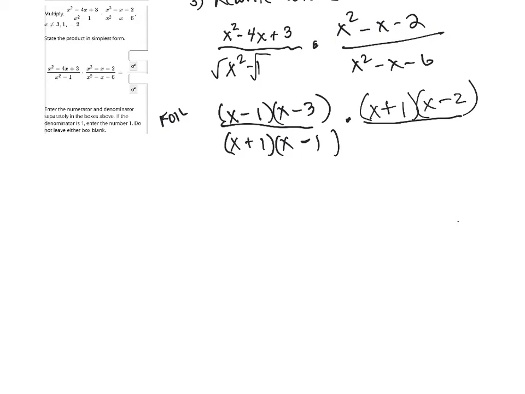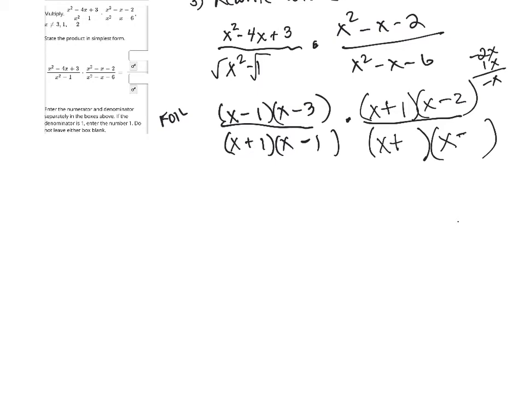x times x is x squared. First term checks. x times negative 2 is a negative 2x. And then 1 times x. So negative 2x and 1x gives us a negative x. So that checks. And then 1 times negative 2 is negative 2. So the last term checks. Second fraction. Denominator in the second fraction. Nothing common. It's in order. x times x is x squared. Last term is a negative, so we know the signs have to be different. We're looking at the last term to decide what the signs are.